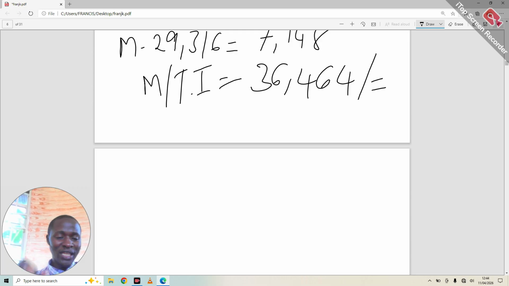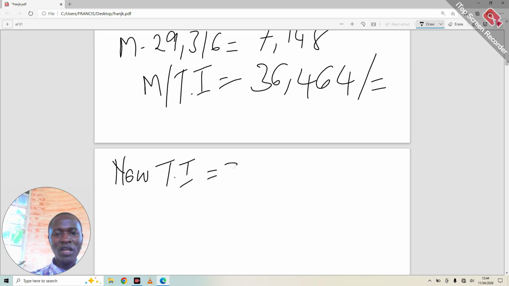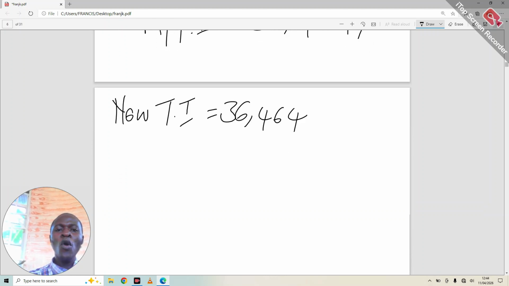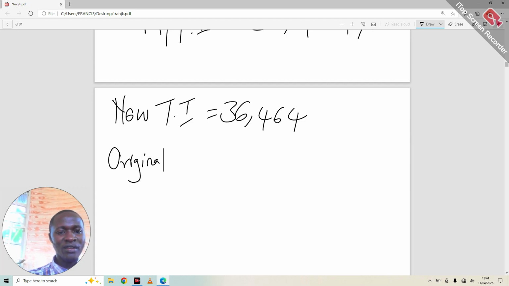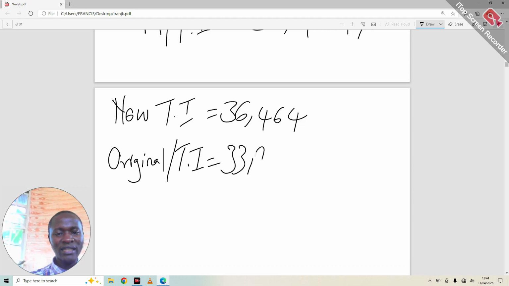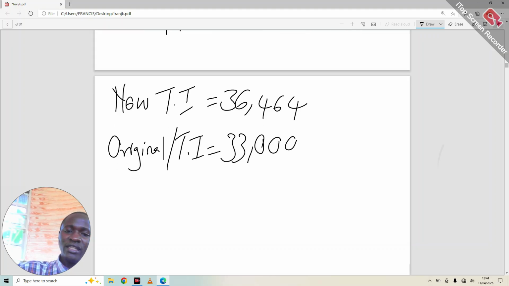36,464. So this is the new taxable income. New taxable income equals 36,464. What was our original taxable income? Original taxable income. It was what, guys? 33,000. So the question asked, calculate the percentage increase.